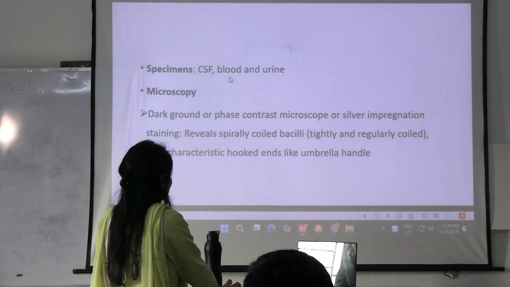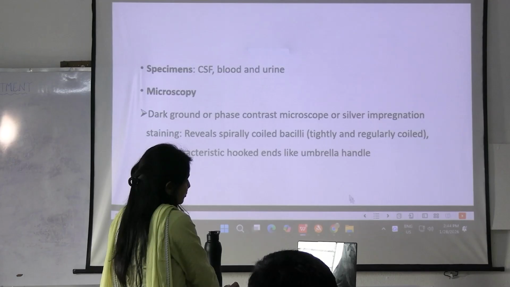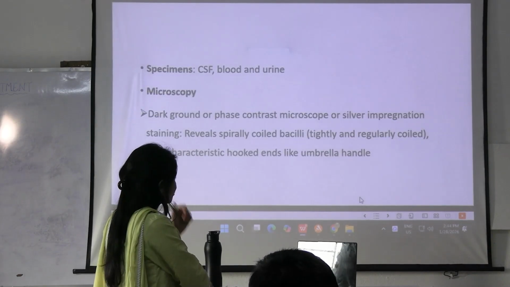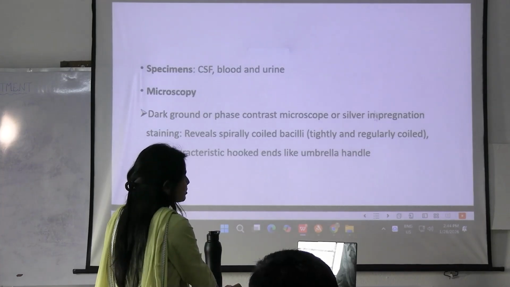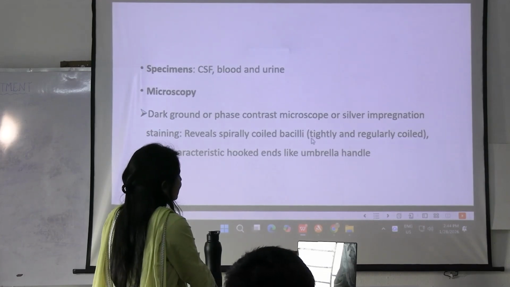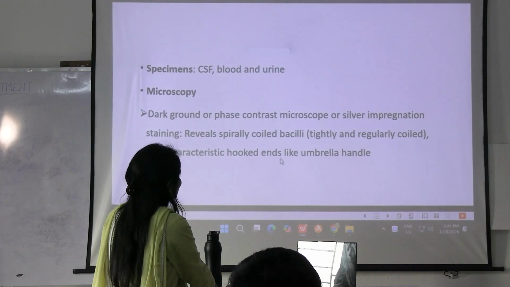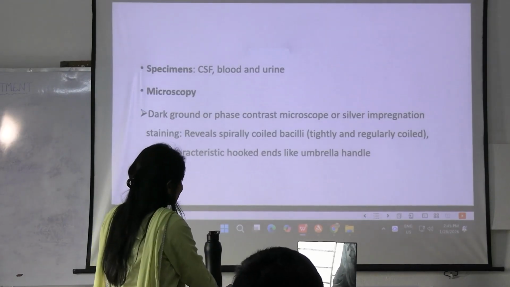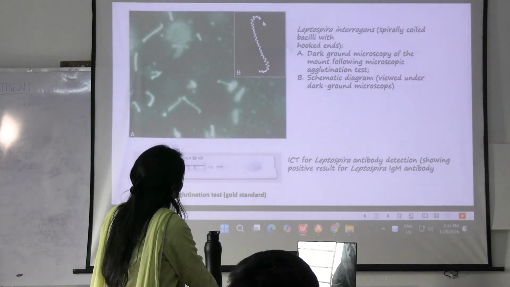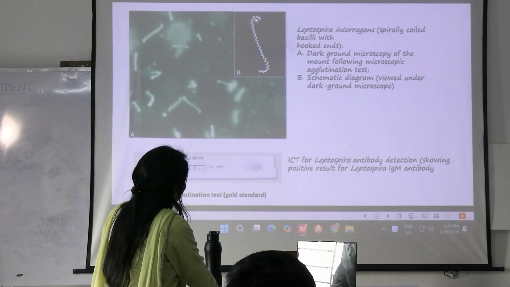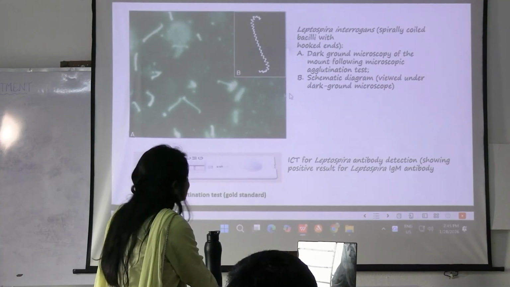Urine, blood, and CSF. But Leptospira as an organism is very thin, so you cannot see it under a light microscope. You need a dark ground microscope or phase contrast microscope. So you can use the silver impregnation method. What will it show you? It will reveal spirally coiled bacilli with characteristic hooked ends like an umbrella handle. Have you seen the umbrella handle? It's like this. Okay, it will look like that. Can you see it here? This is how your umbrella handle looks. It is spiral also, but it's coiled also.